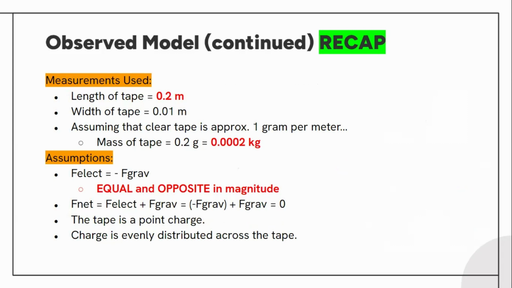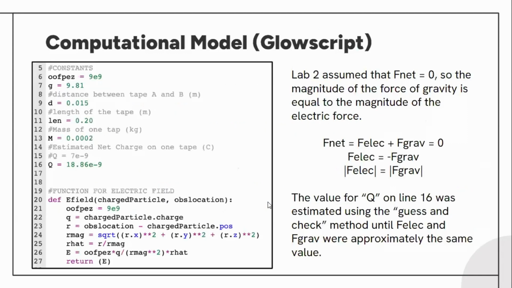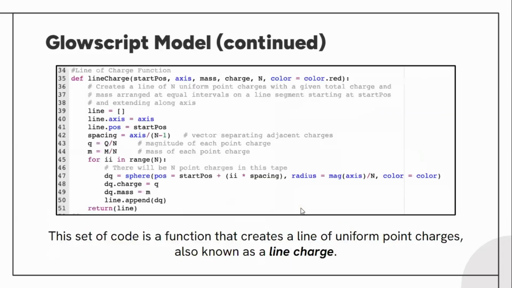Here we have the measurements and assumptions used when making calculations later in our conclusion. Importantly, F elect is equal and opposite in magnitude to F grav, and F net equals 0. The tape is a point charge, and charge is evenly distributed across the tape. Lab 2 assumed F net equals 0, so the magnitude of the force of gravity is equal to the magnitude of the electric force. The value for Q on line 16 was estimated using a guess and check method until F elect and F grav magnitudes were approximately the same value.